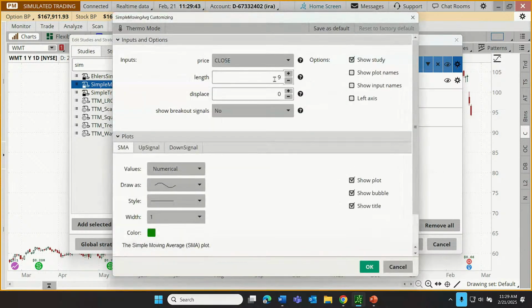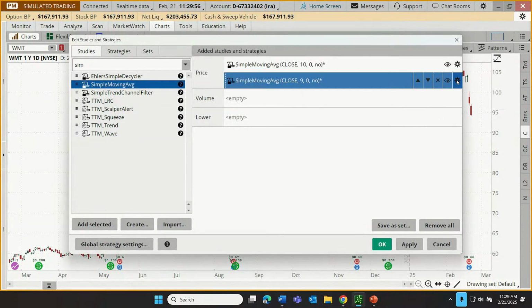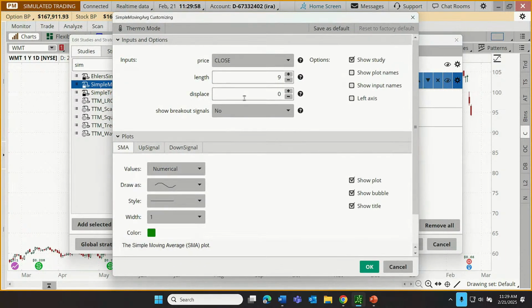The first one, I'm going to change to a 10 because we're going to be looking at 10 weeks. And that one's going to be shorter, so I'm going to give it a hotter color. Let's change that maybe to red. Click OK. And then I'm going to change the second one to 40 weeks. So let's change its length to 40.